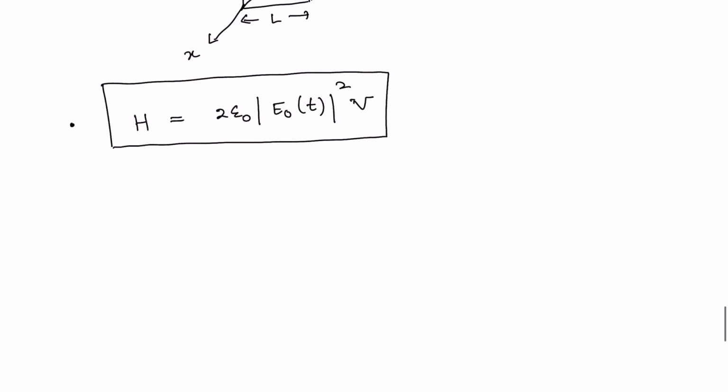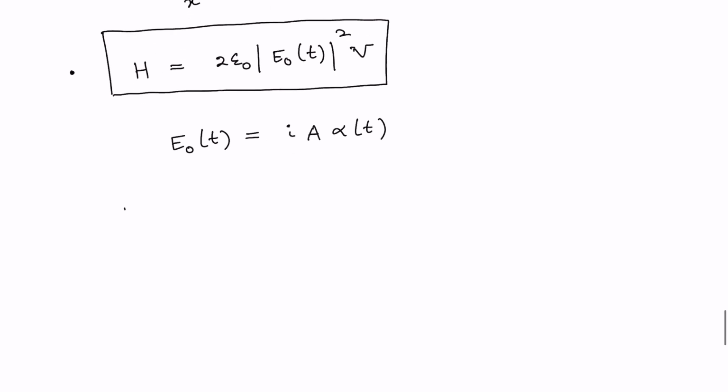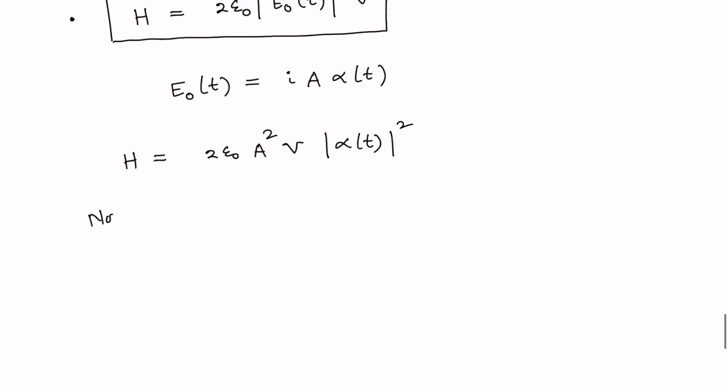So after getting this expression, because you know that E0 of t you have written in this form, a into alpha of t, this Hamiltonian you can write as H is equal to twice epsilon 0 a square into the volume and mod of alpha t square. Now let us take this choice. Let us take this constant a as h cross omega divided by twice epsilon 0 V under root.